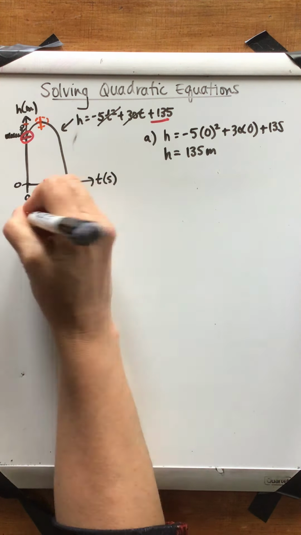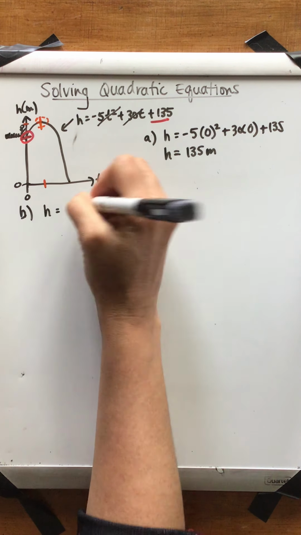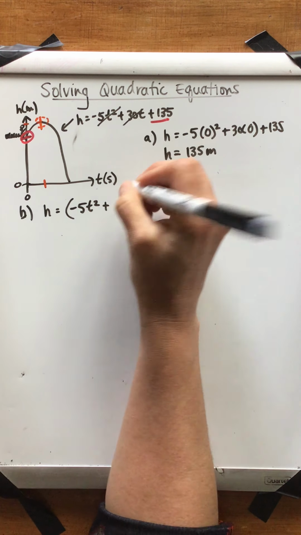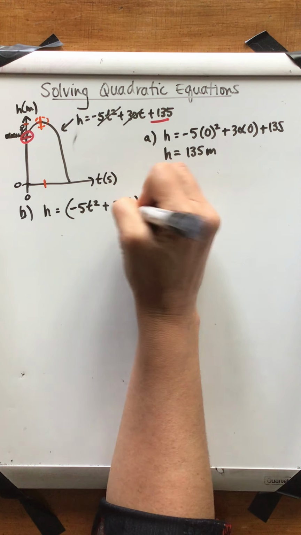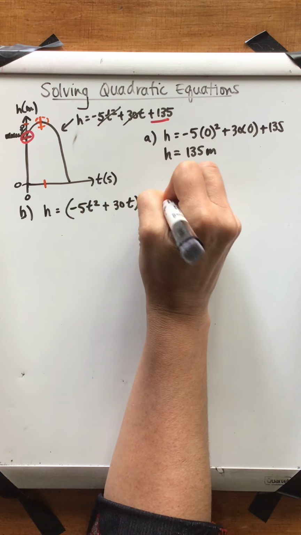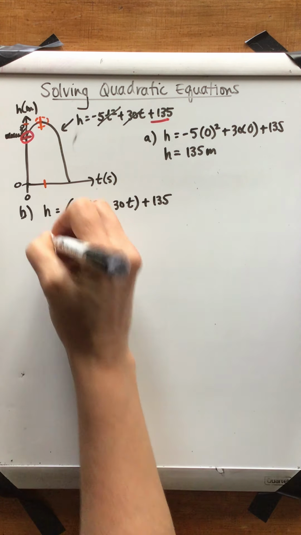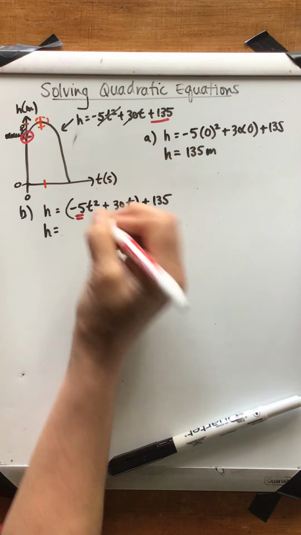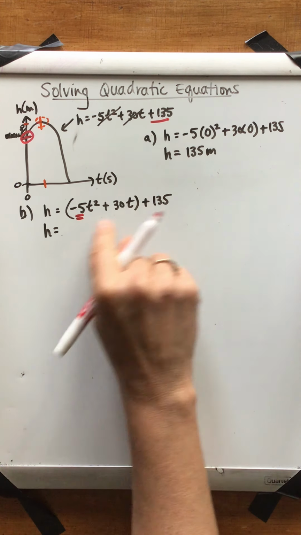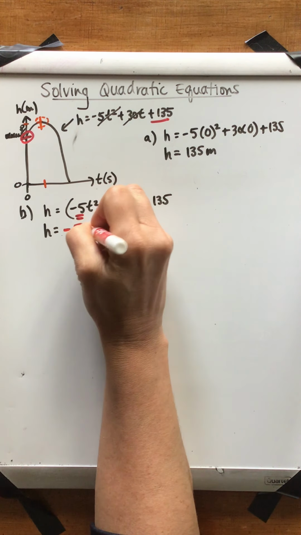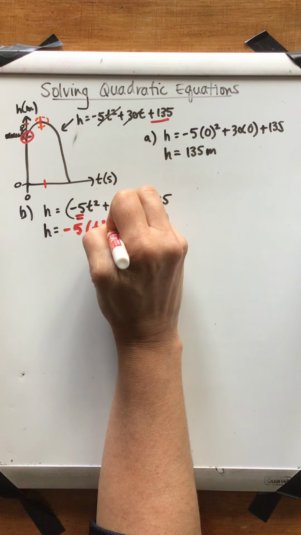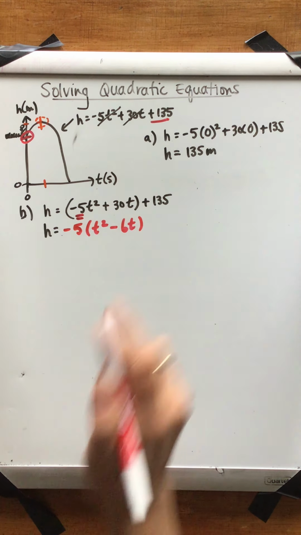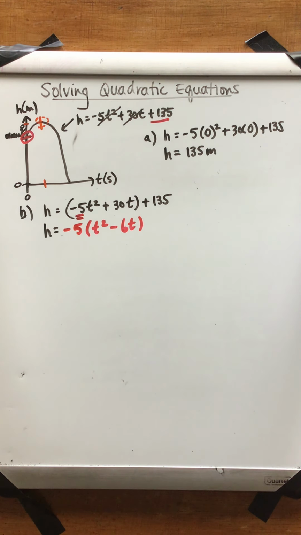So let's do that. Remember, the first step of completing the square is to bracket the x-containing terms. In this case, they're t's instead of x's, no big deal. The next step is to take the value of a out of this as a GCF for both of the terms in the brackets. So I have negative 5 times t squared minus 6t, because I want these two to multiply to give 30, plus 135.